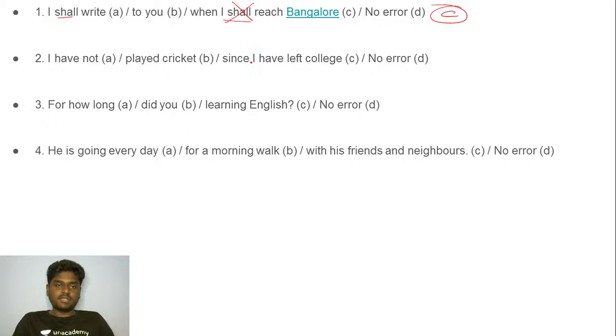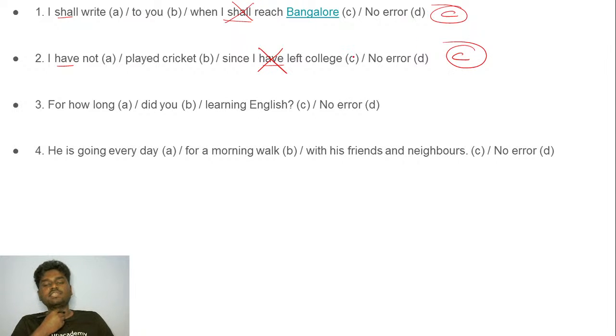Definitely, again, it's been repeated. The term have has been repeated twice. There is no need for this auxiliary verb have to repeat it twice. You can remove it once. That is, I have not played cricket since I left college. That's it, simple. Error is with option C again. Fine, all good. Go for the third one.